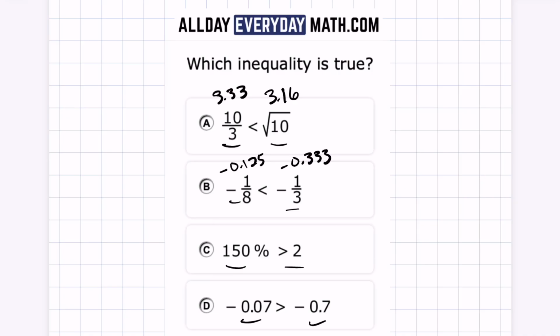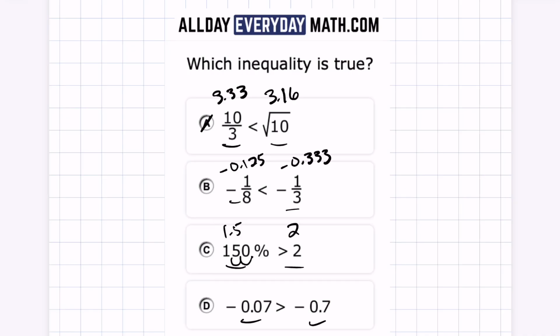To go from percentage to decimal, I can just move my decimal 2 places to the left and get 1.5. 2 is going to stay the same. And then letter D is already in decimal form, so I'm going to leave it alone. So going through each answer choice, we have 3.33 is less than 3.16, and that is not true. So I'm going to mark out letter A.